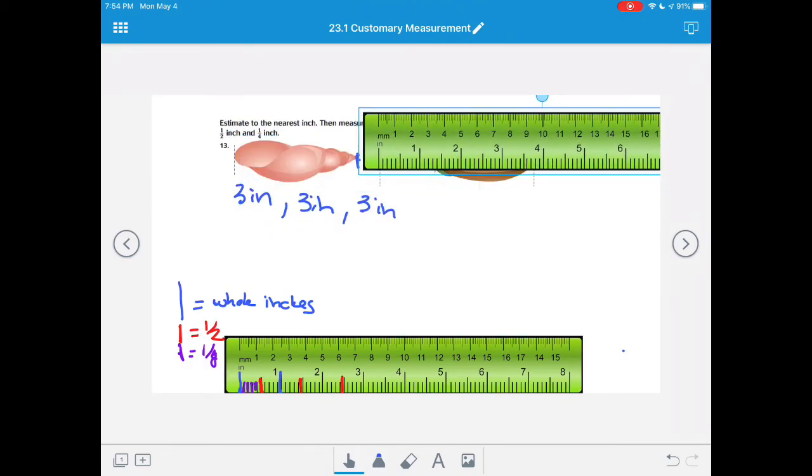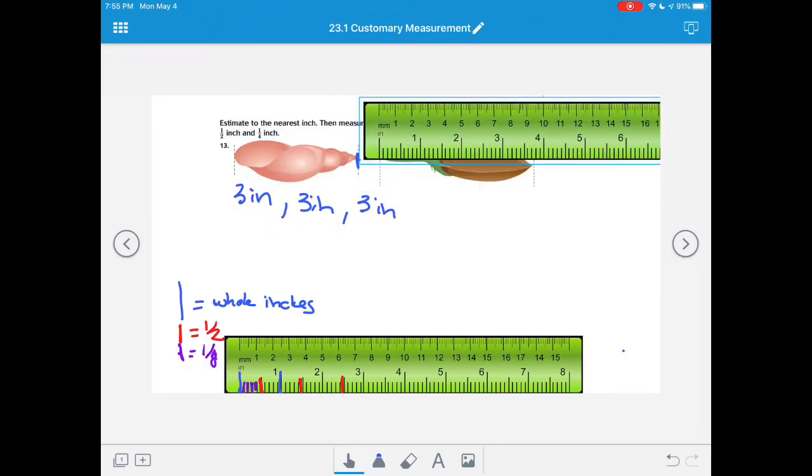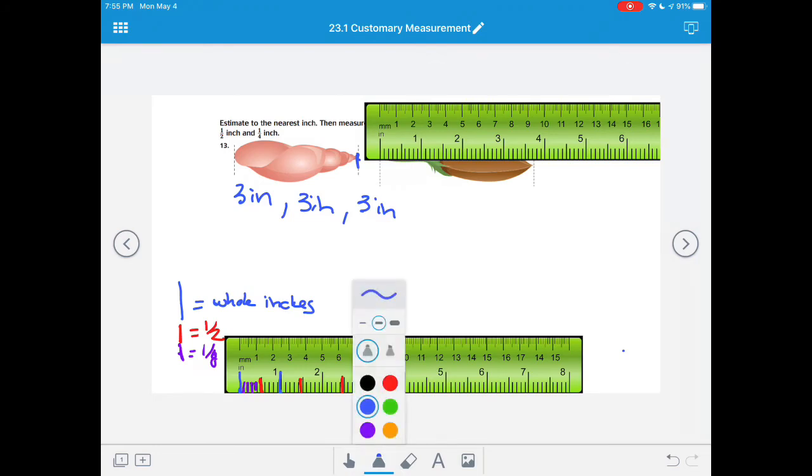Let's take a look at the next object. So I have this blossom here. Again, I'm going to line up my ruler right at the correct starting point. And this one is a good one for us to practice with because it does not come all the way out to a whole inch. So I see this mark right here. I see that in measuring to the nearest whole inch, that's really close to the 4. So to the nearest whole inch, that measures 4 inches.